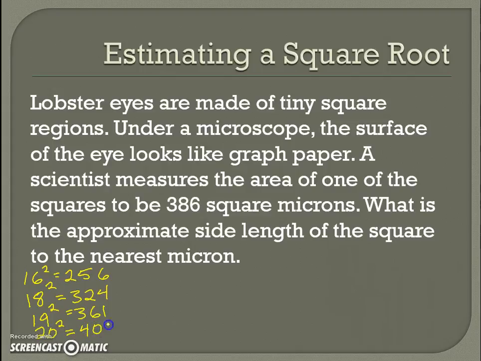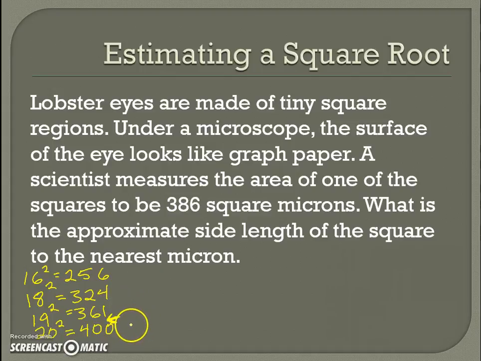All right, so at that point, we go over 386. 386 has to be somewhere in between 361 and 400. Therefore, its square root, or the side length of this square, is going to be somewhere between 19 and 20. Now, the way to figure out whether I want to use 19 or 20 is to think about what 386 is closer to.